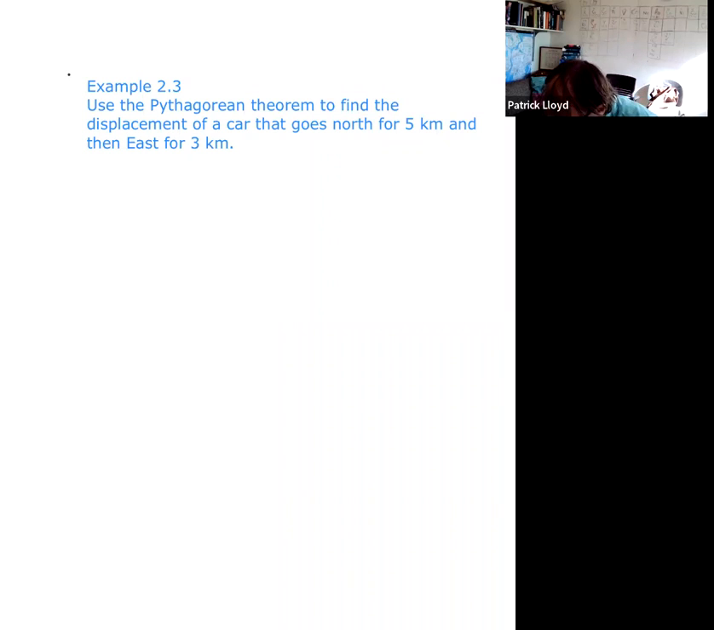Okay, in this example, which we'll call 2.3, use the Pythagorean theorem to find the displacement of a car that goes north for 5 kilometers and then east for 3 kilometers, okay? So, in terms of drawing things, typically what we do is we put north at the top, south at the bottom, east on the right, and west on the left, okay?